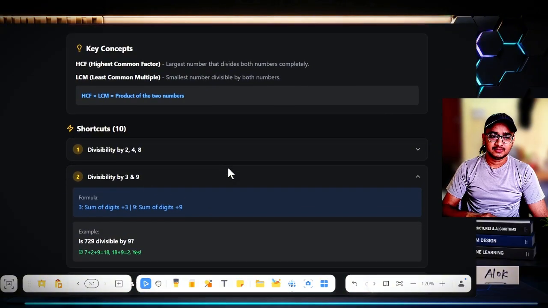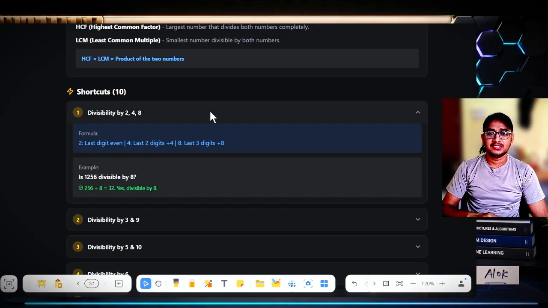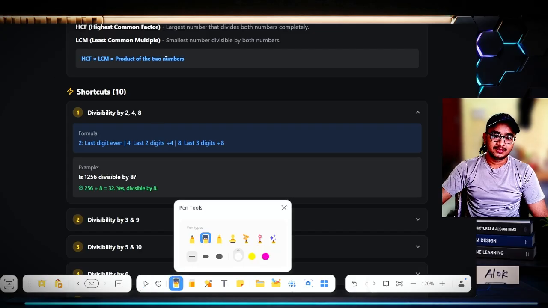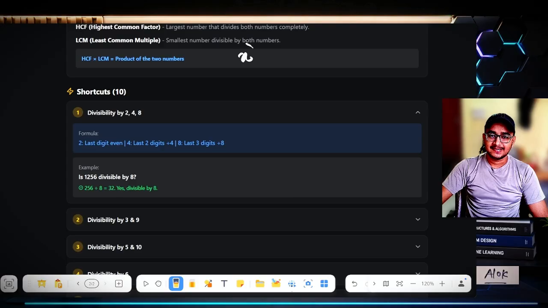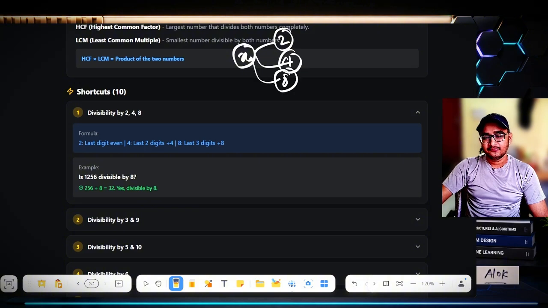Delete button. Let's move down. First, we will understand the divisibility rule of 2, 4 and 8. How will you get an understanding of the divisibility rule? Let us assume you're given a number, let's say x. Will this number be divisible by 2? Will it be divisible by 4? Will it be divisible by 8? You need to find that out.